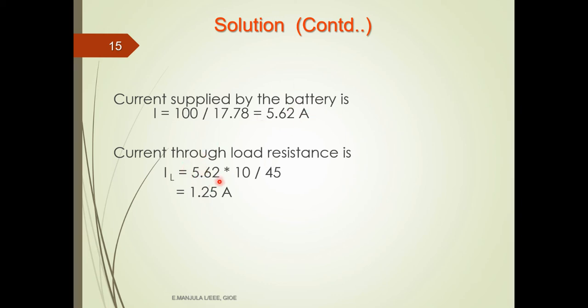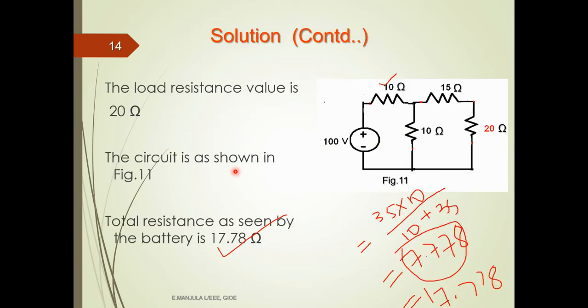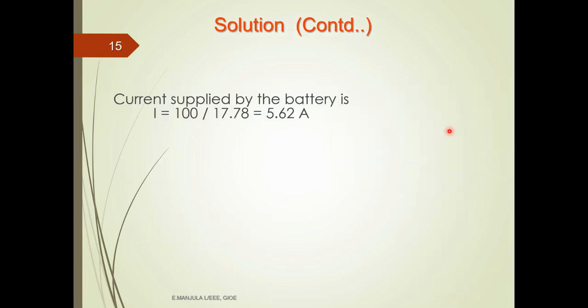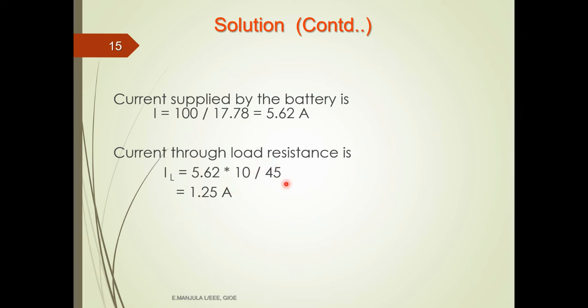IL is equal to the total current, 5.62, into 10 divided by 35 plus 10, that is 45. So you will get 1.25 amps. This is the current flowing through the 20 ohms resistance.